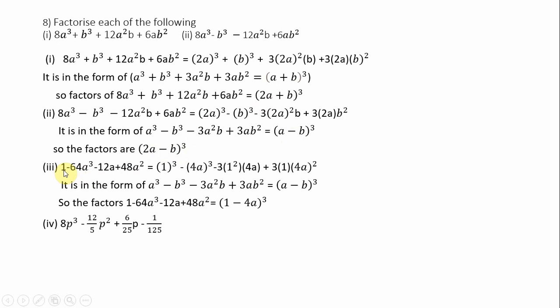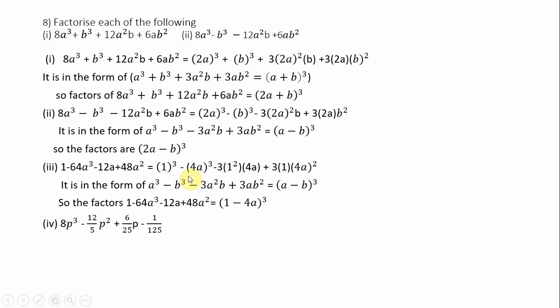The third question is 1 minus 64a cube minus 12a plus 48a square. So again the same only. 1 is converted as 1 cube, and 64a cube can be written as 4a whole cube, minus 3 into a square. After writing these two, you need not even look at the sum. Directly you can write it: first one whole square into second one, so 1 square into 4a, plus 3 into first one into second one whole square, so 1 into 4a whole square.